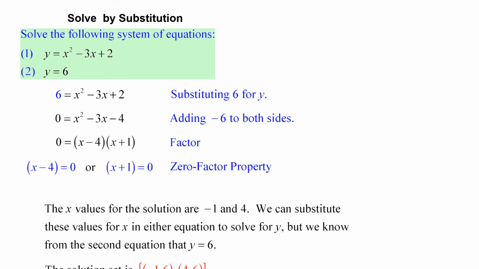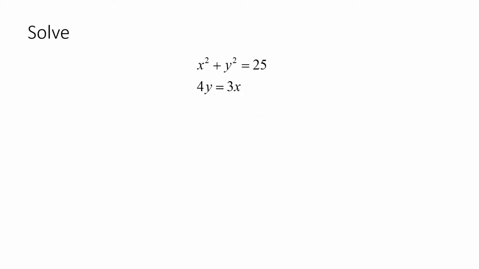x minus 4 equals 0, and x plus 1 equals 0, then our x will be 4 and x equals negative 1. So our solution set will be (4, 6) and (negative 1, 6).